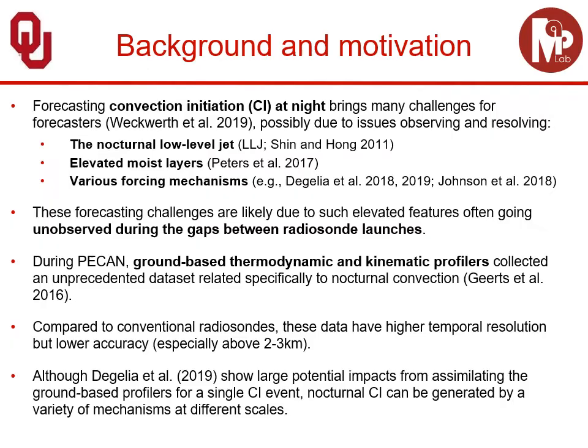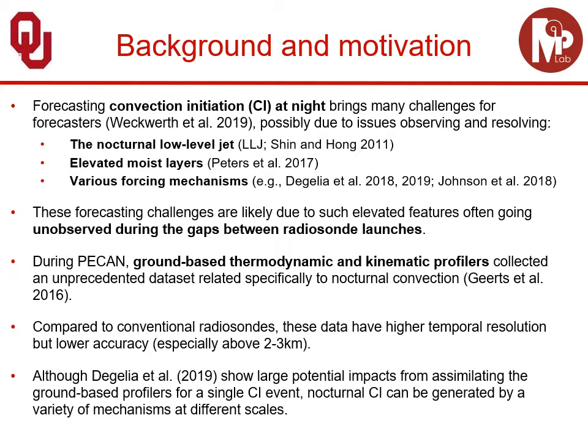So, starting with some background information, nocturnal CI tends to be difficult to forecast both operationally and in numerical weather models, likely due to issues with a few problematic mechanisms, including nocturnal low-level jets, elevated moist layers, or the large spectrum of forcing mechanisms that can generate convection at night. Most nocturnal CI tends to occur between 4 and 8Z, while conventional profiling observations are only launched twice a day, aka radiosondes, and outside that window. Such mechanisms are also typically located above the ground, such that the data we do have during this period cannot easily observe these nocturnal CI mechanisms.